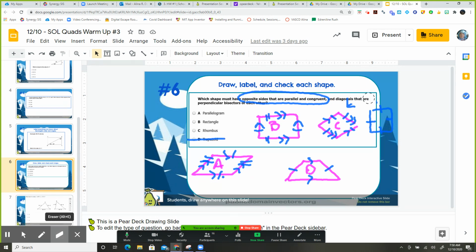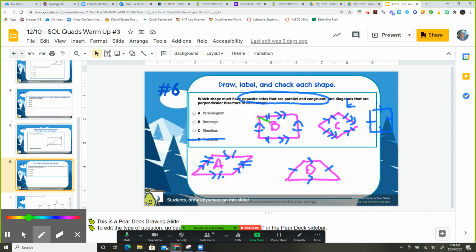Then diagonals that are perpendicular bisectors of each other. So think about what perpendicular bisector means. Perpendicular means they meet at what kind of angle? Right. A right angle, absolutely. And bisect means to do what? Cut in half. Cut in half.